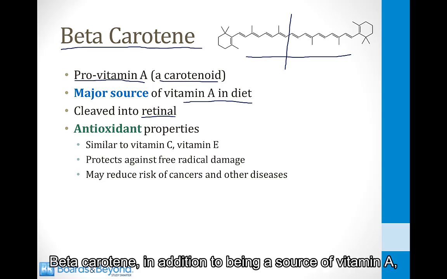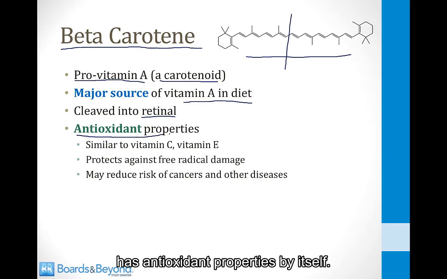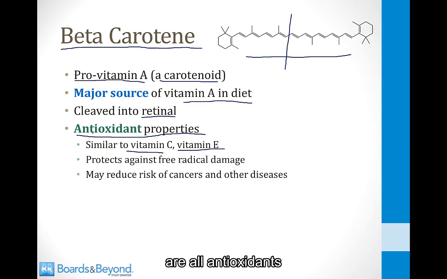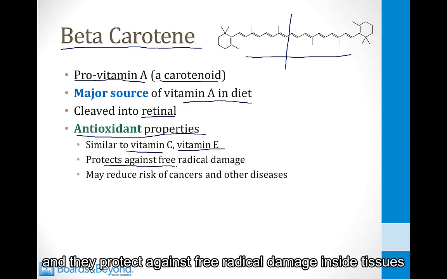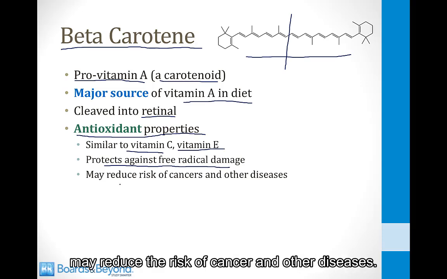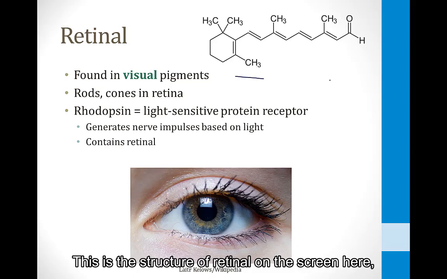Beta-carotene, in addition to being a source of vitamin A, has antioxidant properties by itself. This is similar to vitamin C and vitamin E, which we'll talk about later in this module. Beta-carotene, vitamin C, and vitamin E are all antioxidants, and they protect against free radical damage inside tissues in the body. And there is some evidence that these vitamins and beta-carotene may reduce the risk of cancer and other diseases. This is the structure of retinal on the screen here.